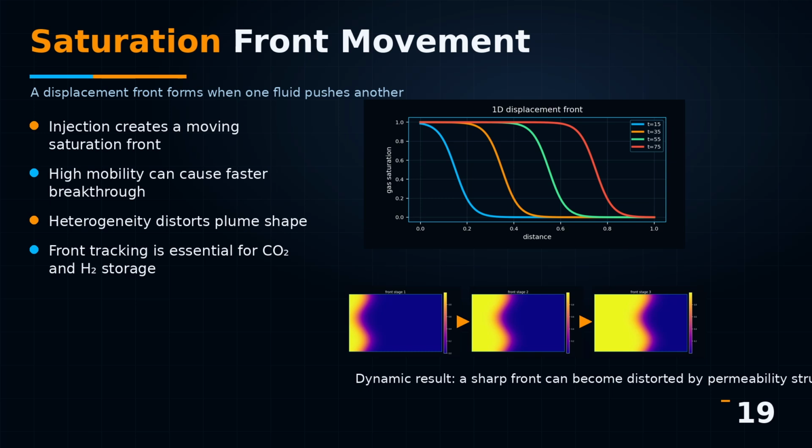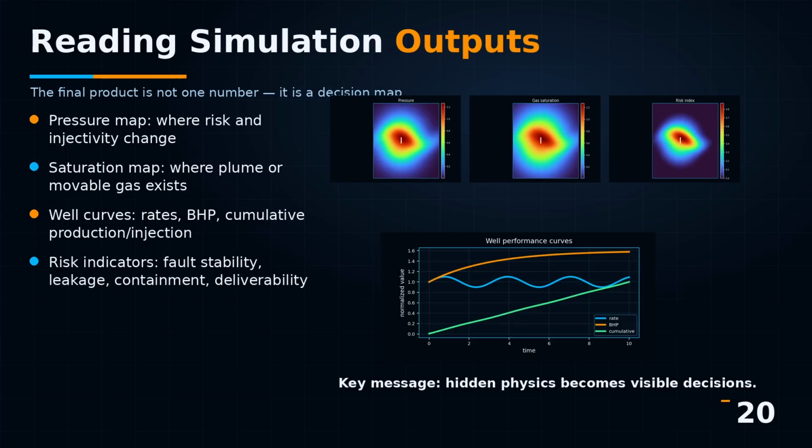Now that we understand saturation front movement, let us move to reading simulation outputs. A simulator produces many outputs, but the important skill is knowing how to read them. The colorful maps show spatial patterns such as pressure, saturation, temperature, or stress. The curves show time-dependent behavior such as production rate, injection rate, cumulative production, bottom hole pressure, or storage amount.